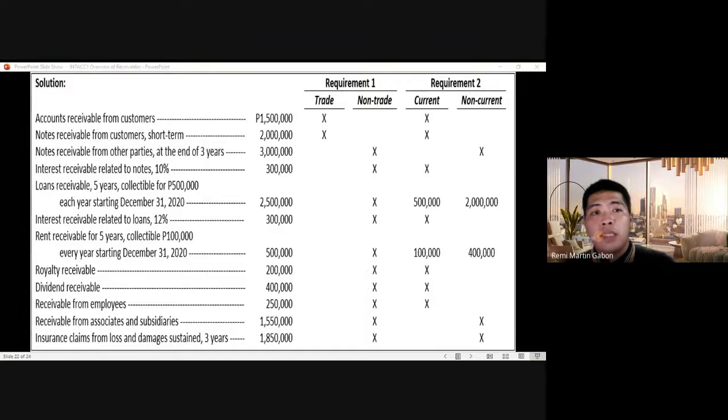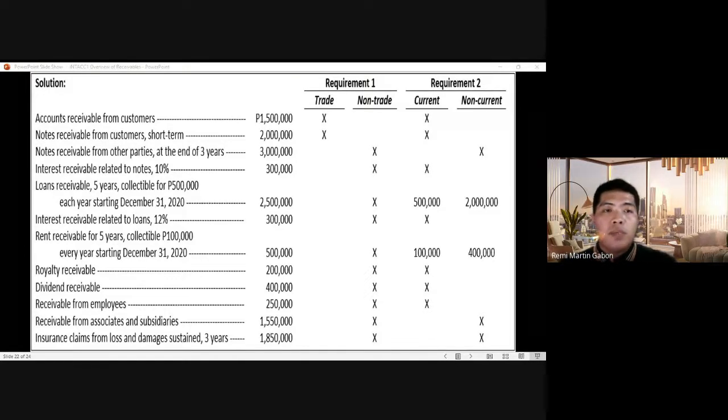So our reporting date is December 31, 2019. Counting from December 31, 2019 up to December 31, 2020, it's exactly 1 year. So within 1 year, we can collect the first 500,000. Out of 2,500,000, 500,000 is current, then the rest is non-current. Okay? But the full amount of the loan of 2,500,000 is non-trade. Okay? Non-trade.